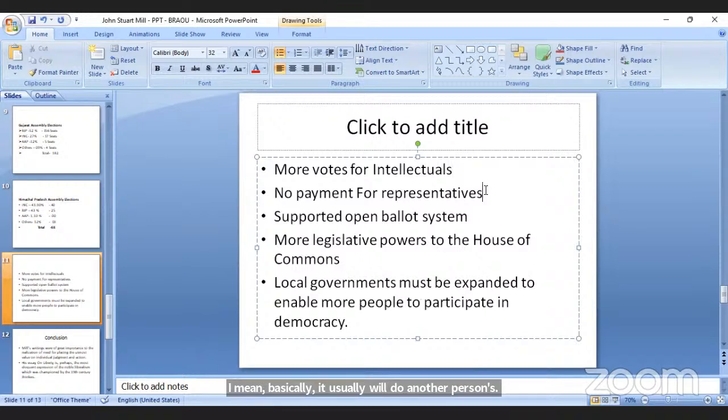Another idea is that now we are paying salaries to our representatives, whereas J.S. Mill opposes payment for representatives. He supported the open ballot system. As per him, more legislative power should be given to the House of Commons, and local governments must be expanded to enable more people's participation in democracy.